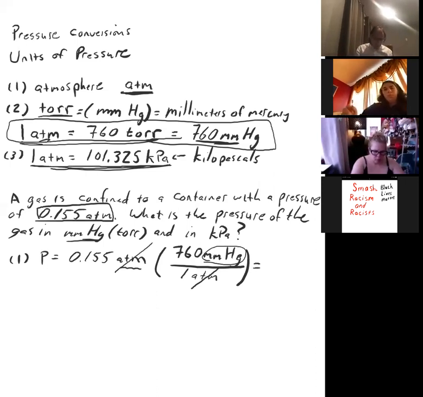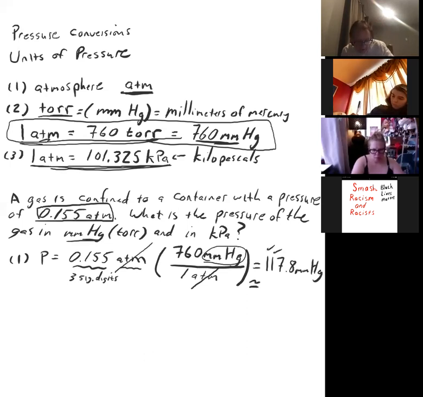So 0.155 times 760. And it looks like I get 117.8 millimeters of mercury, but let's be careful. The measurement only has three sig figs. So if you only got three sig figs there, you have to round your answer to three sig figs. So let's round it to three. One, one, seven, this is five or greater, so we'll round that up to an eight. 118. I guess I'll put a decimal point there. Millimeters of mercury. It would also be okay to say 118 torr, because remember, a millimeter of mercury is the same thing as torr.